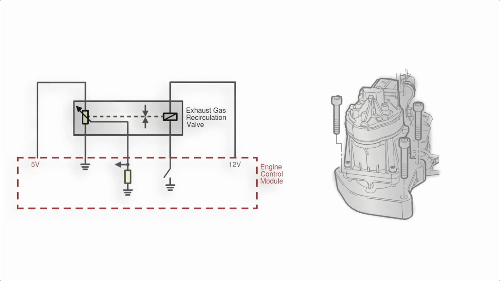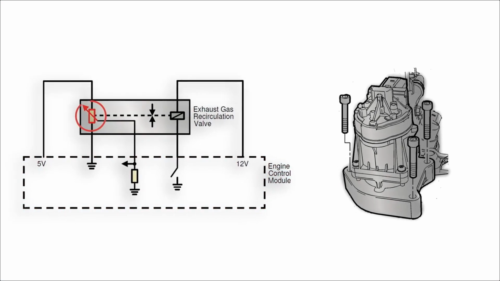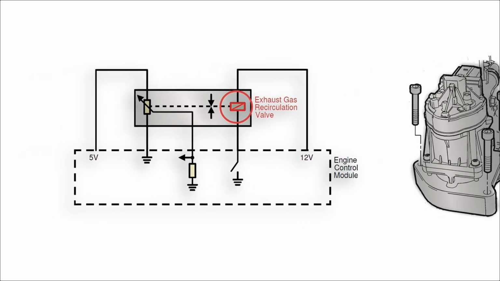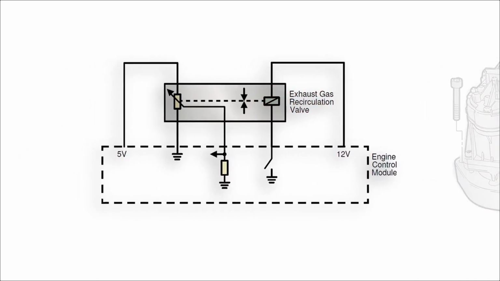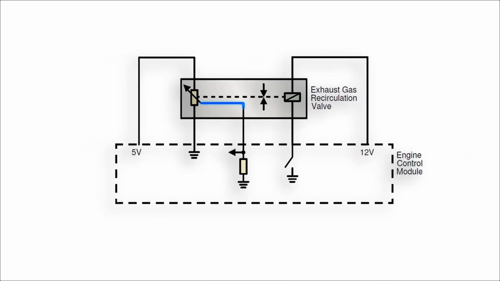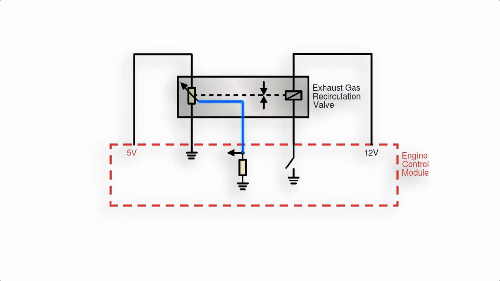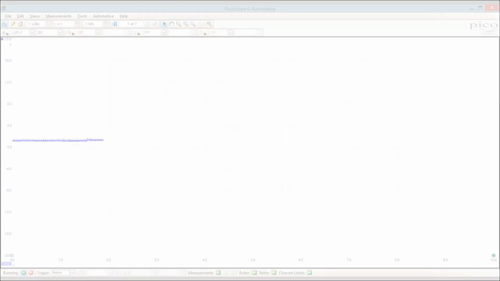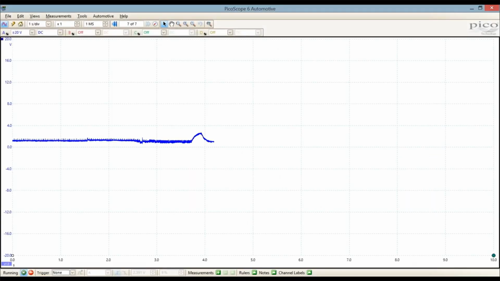Exhaust gas recirculation is very important on diesels. This is due to their high combustion temperatures, which produce an excess of oxides of nitrogen, or NOx. The ECM uses the EGR position sensor to determine position of the EGR valve. A variable voltage signal based on the EGR valve position is sent from the sensor to the ECM through the EGR position sensor signal circuit. Here is the feedback signal from the EGR position sensor.